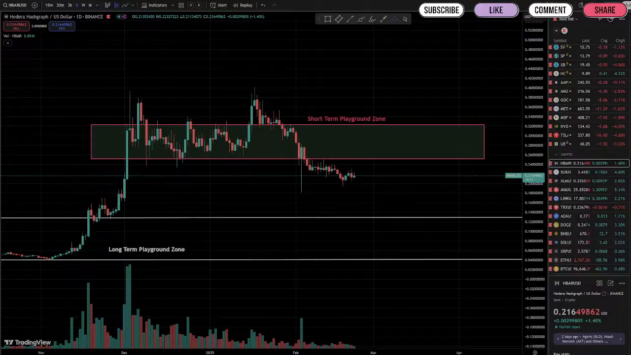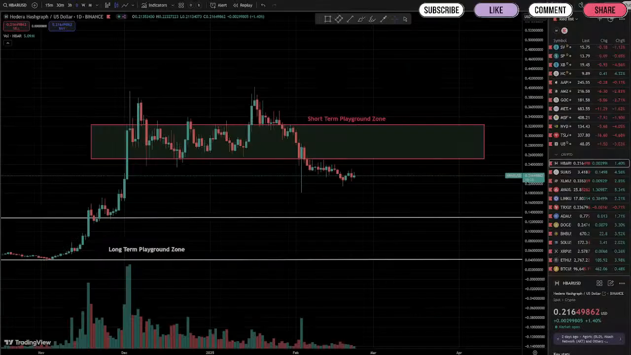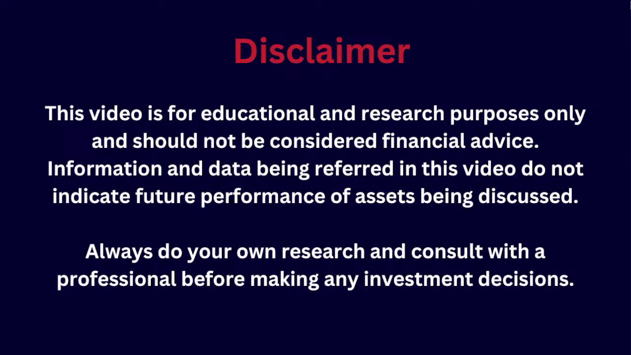Before getting into the details, if you're new to my sessions, these are the key areas I would focus on, and they're based on two main concepts. Also, this is for education and research purposes only, and for discussion with the community here, and not financial advice, so please take note of that.